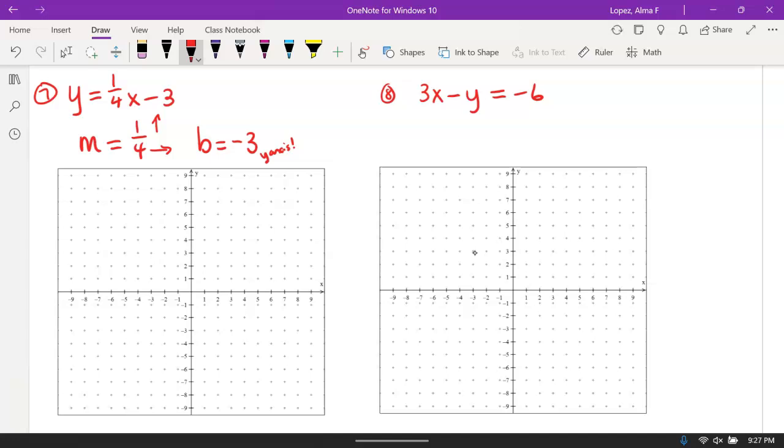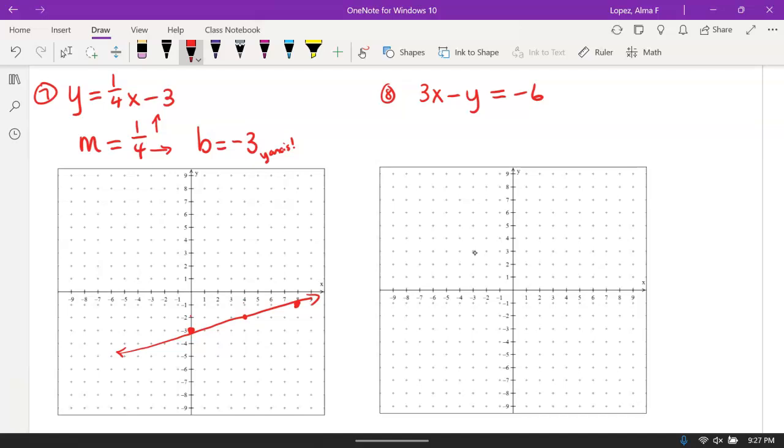That's our y-intercept. So go to where y is equal to -3. And from there, according to our slope, up 1 to the right 4, up 1 to the right 4. Do a couple of them at least, and then use your straight edge to draw it in really pretty. Sorry about mine. Freehand doesn't work.